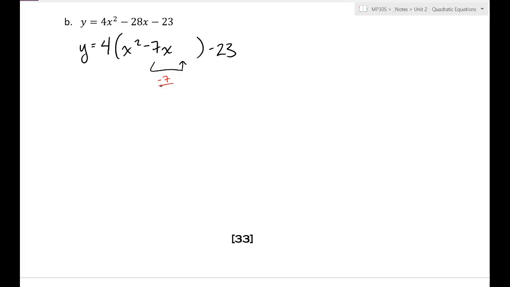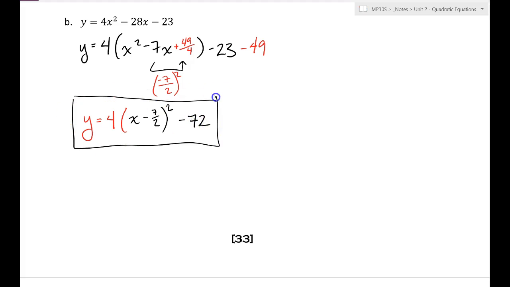And it's negative 7 as well. Divide by 2 squared. So that is going to be positive 49 over 4. But there's 4 of those fractions, so we've actually added 49 here, which means we have to subtract 49 on the outside. So my final answer is going to be 4, and then x minus 7 over 2 squared. And then also we go negative 23 and negative 49, so that's negative 72.